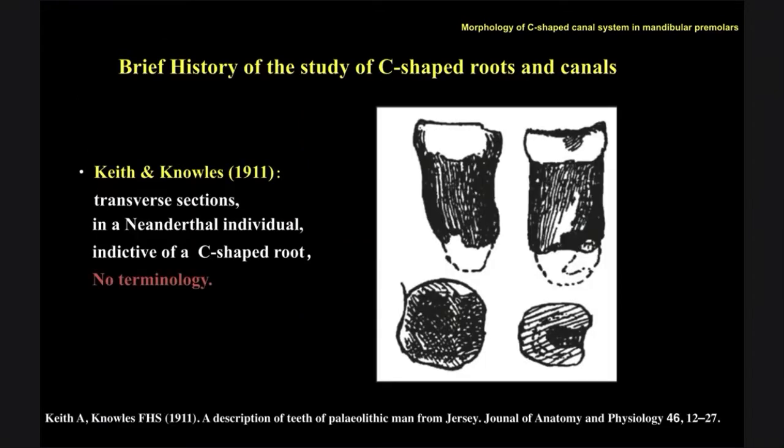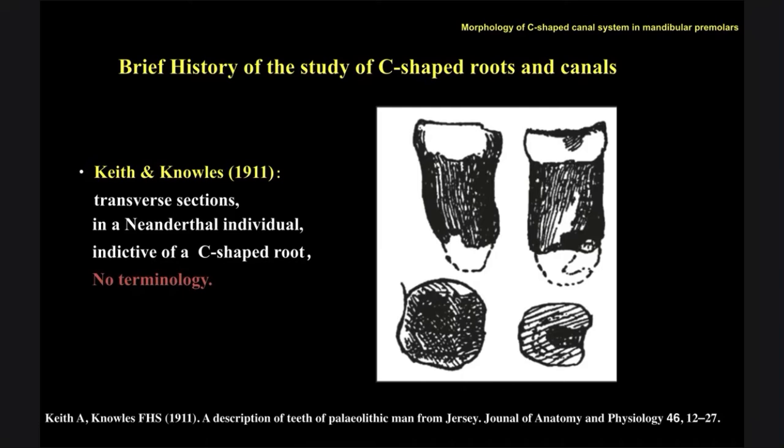Historically, Dr. Keys and Dr. Knowles were the first authors to describe a C-shaped anatomy in 1911. In their seminal work, this specific morphology can be observed in transverse sections of a mandibular second molar from a Neanderthal individual.